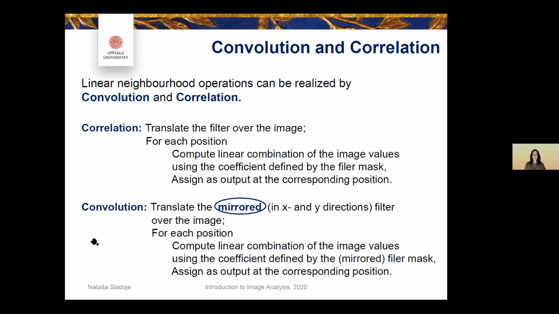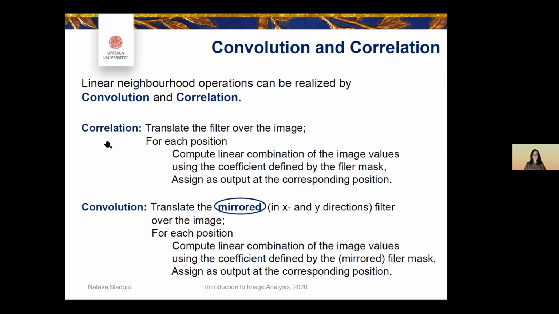What is then convolution? Translate the mirrored filter, and mirrored in this case is in both X and Y directions. So flipping in X and flipping in Y, or we can say rotating by 180 degrees. So change the filter essentially, and then what? Translate it over the image, and for each position, compute a linear combination of the image values using the coefficients defined by the mirrored filter mask, assign as output at the corresponding position. So whatever comes after is essentially the same as what we did before and what is done by correlation.